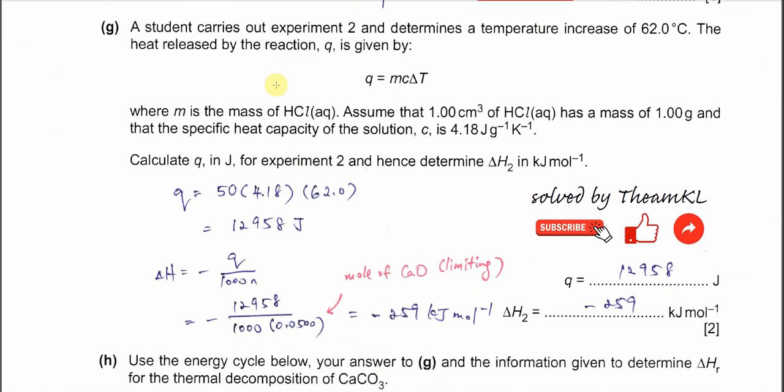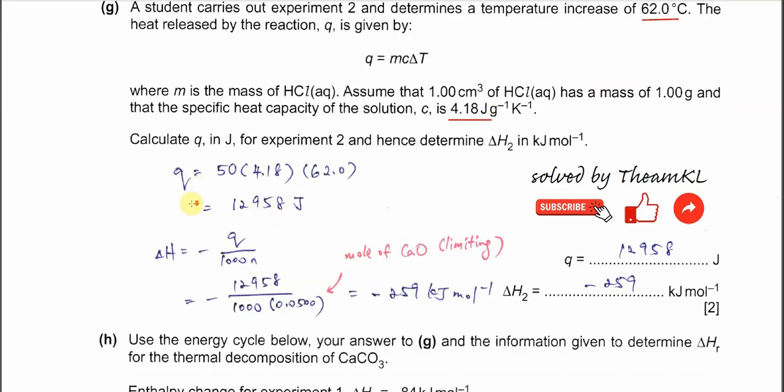Part G. A student carries out experiment 2 and determines the temperature increase of 62 degrees C. The heat released by the reaction, Q, is given by Q equal to mc delta T, where m is the mass of the acid, and of course this is using density. The density of the 6 molar solution is 1 gram per cm cube, so 1 cm cube equals 1 gram. And just follow the specific heat capacity given, 4.18.